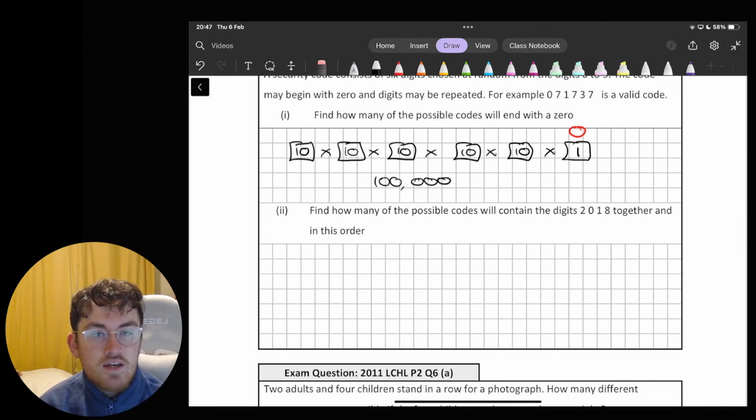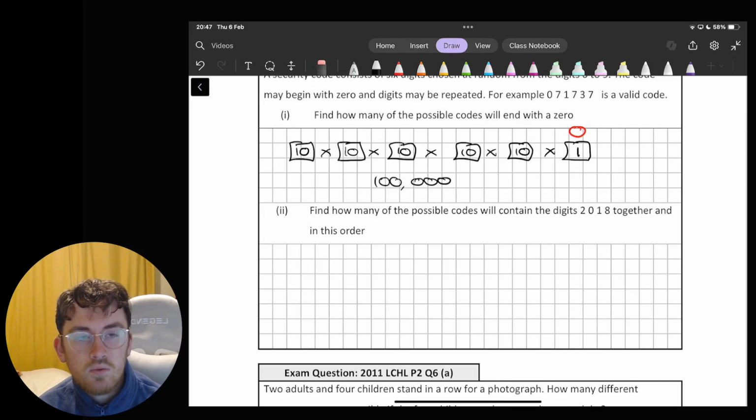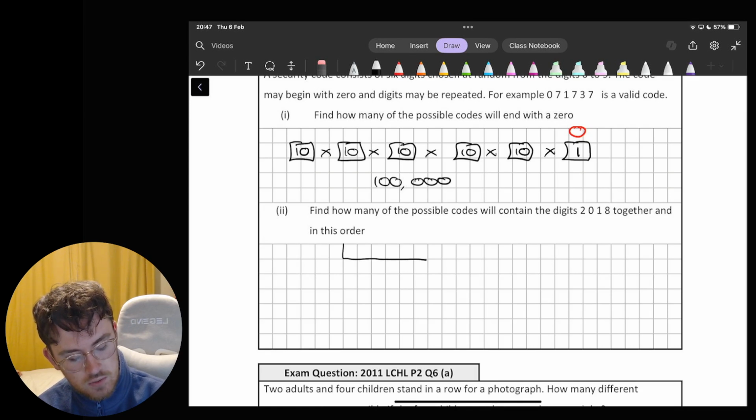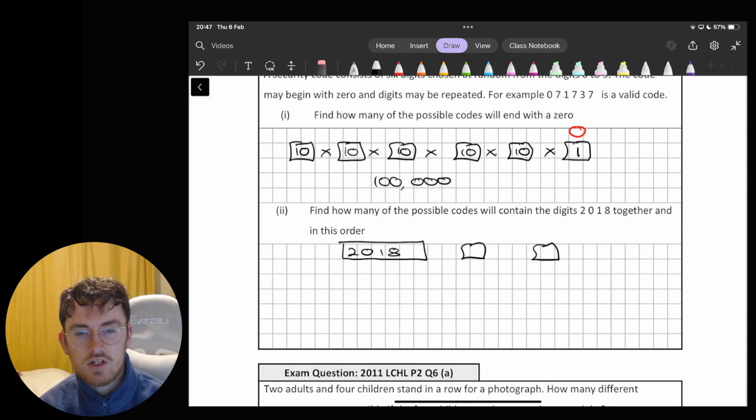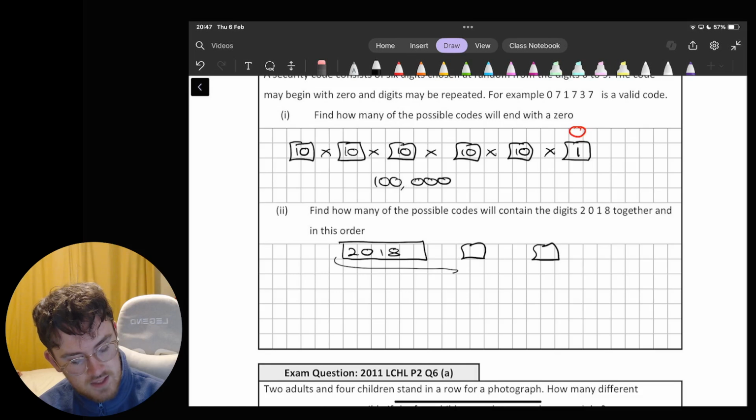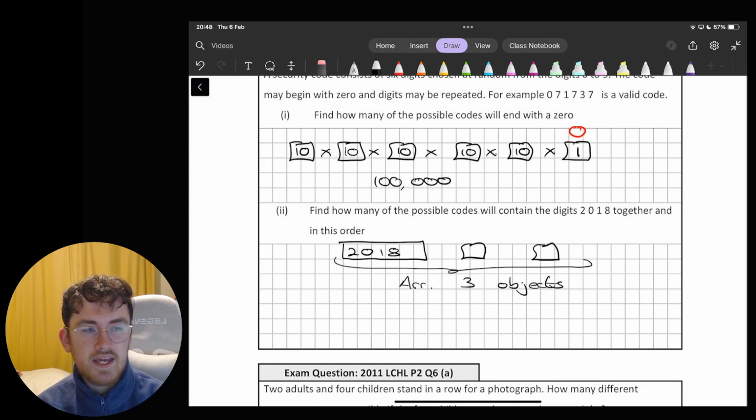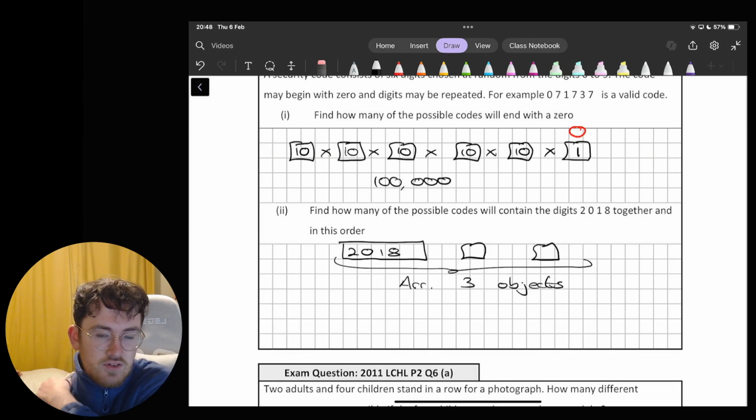Find how many possible codes will contain the digits 2018 together and in this order. So that's slightly important for us here. We want to include the digits 2018, which only leaves 2 other possible digits to include as well. So what that means is we're arranging 3 objects: that block of 2018 and then the additional 2 other digits that need to be included. Those are the only different arrangements that we're trying to do here.